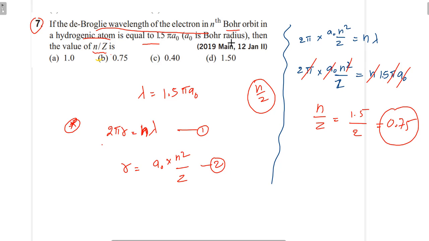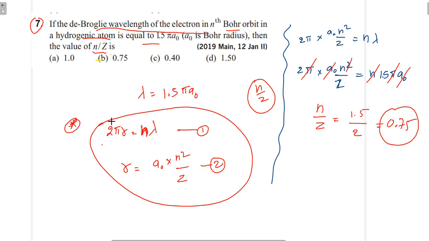Here Bohr radius is asked, so the radius and n by z formulas you have to bring, as well as the de Broglie wavelength formula. These two formulas are important. After that, nothing, you just substitute the r value here, then substitute the remaining. Hardly 3 steps, within 1 minute you can do. These come under average questions.